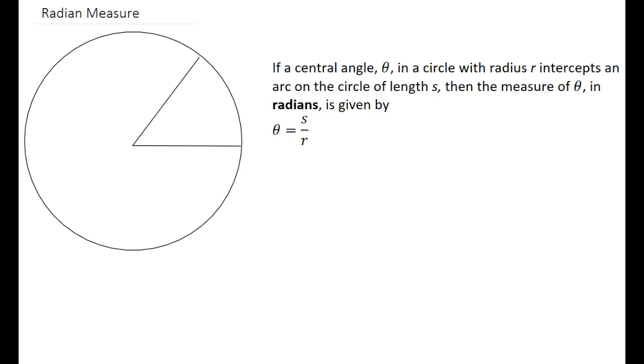Here's how we define radians. Let's say you've got a circle, and this circle has a radius of r units, and you've got an angle which we'll label theta, and then on this circle this angle intercepts an arc of length s units. Then we define radians to be the ratio of this arc length over the radius. In other words, theta equals s over r.